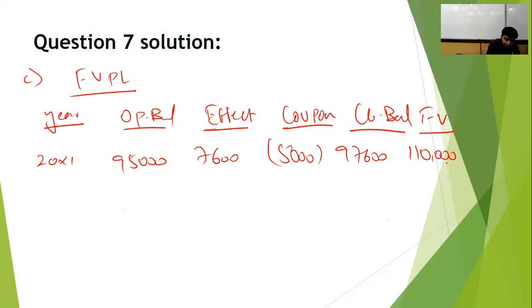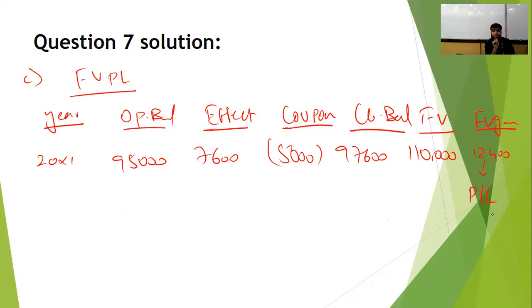Yes, it's a gain of... Gain of what? Fair value gain. How much gain is it? That is 12,400. It's a fair value gain. And where will this gain be recognized? This gain will be recognized in P&L.